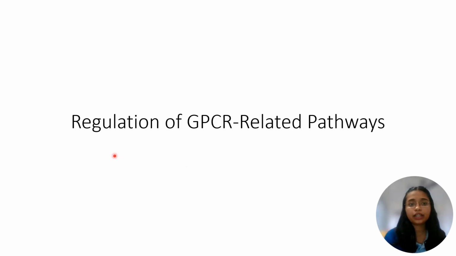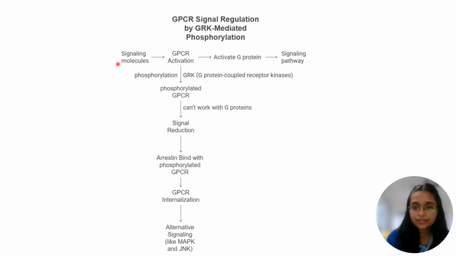So now let's start with the regulation of GPCR related pathways. As we all know, the signaling molecule comes and binds with this GPCR, and after that this activated GPCR activates the G protein and starts the signaling pathway. So how inside the body does this GPCR get turned off? There is a GRK, G protein coupled receptor kinase. It comes and phosphorylates this GPCR. After the phosphorylation, this GPCR cannot work with the G protein. In this way, it reduces the signal.